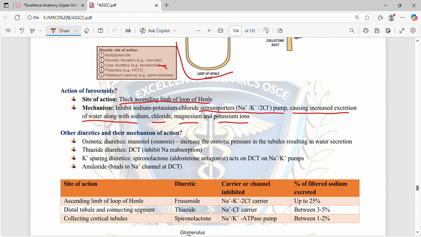Other diuretics and their mechanism of action are also given. Osmotic diuretics like mannitol increase the osmotic pressure in the tubules, resulting in water secretion. They mostly act on the proximal convoluted tubules. Thiazide diuretics act on the distal convoluted tubule and inhibit sodium reabsorption. Potassium sparing diuretics, spironolactone, an aldosterone antagonist, act on the distal convoluted tubules, so they block the sodium potassium pumps. Amiloride binds to sodium channels at the distal convoluted tubules.